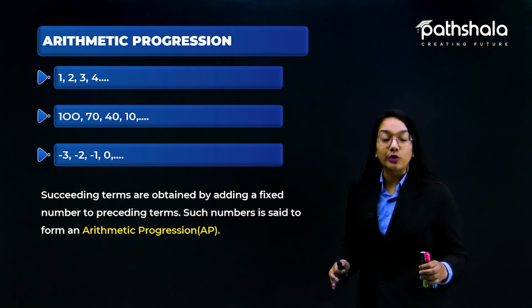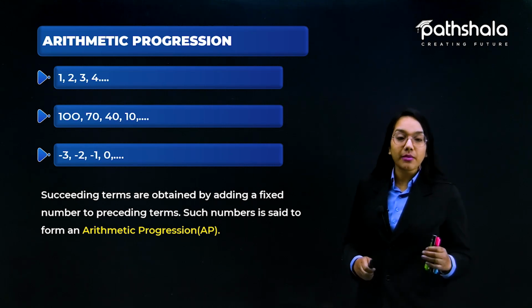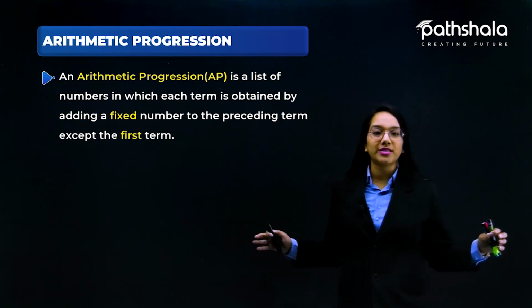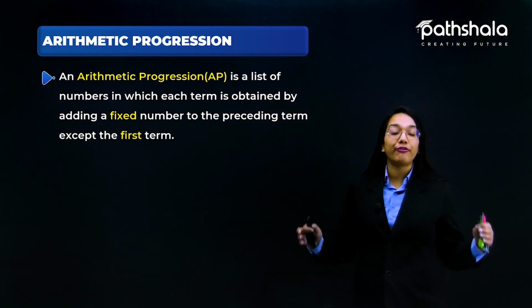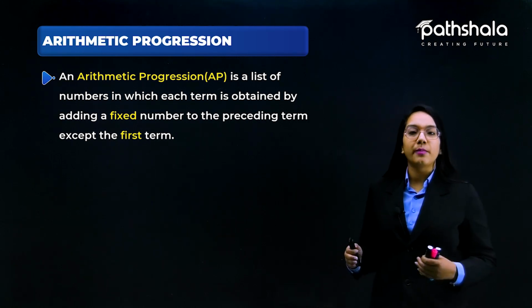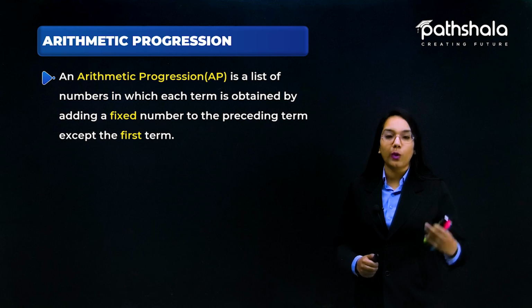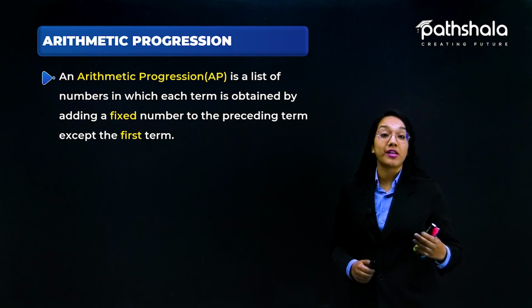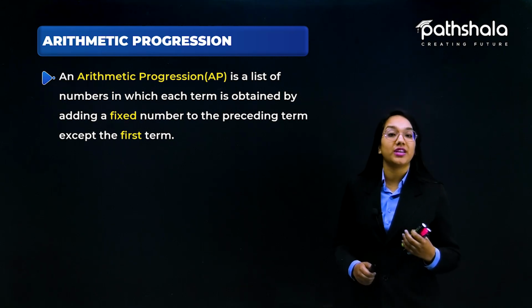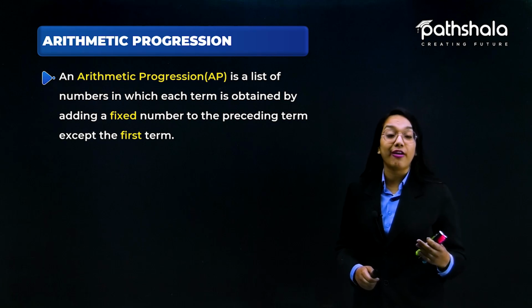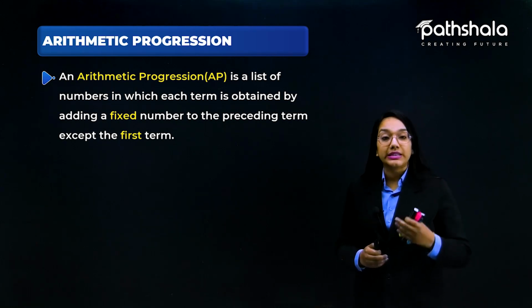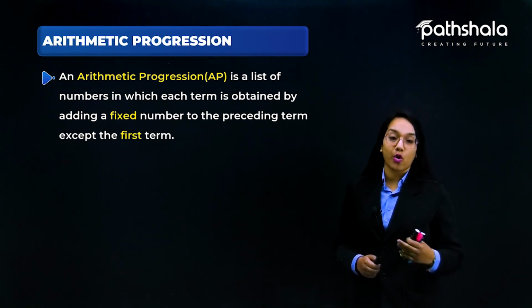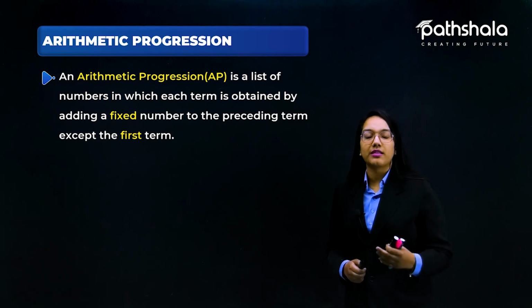So the general definition: an arithmetic progression is a list of numbers in which each term is obtained by adding a fixed number to the preceding term, except the first term. We always leave the first term and start from the second one. Any list of numbers in which each term is obtained by adding a fixed number to the preceding term always forms an arithmetic progression.